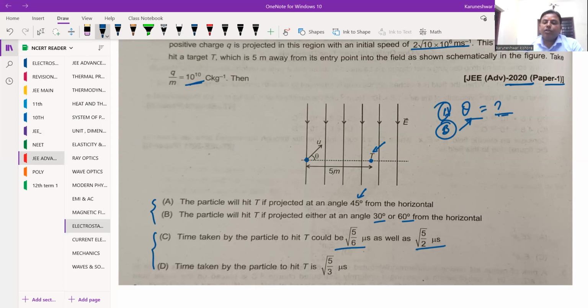So 60 and 30 are complementary angles, and in this case the target can be hit. There is one chance that I am just guessing, but we cannot go for a guess. We have to solve it, because how to solve it is the main process. So our first job is to find theta. Then the time taken will be the second process.